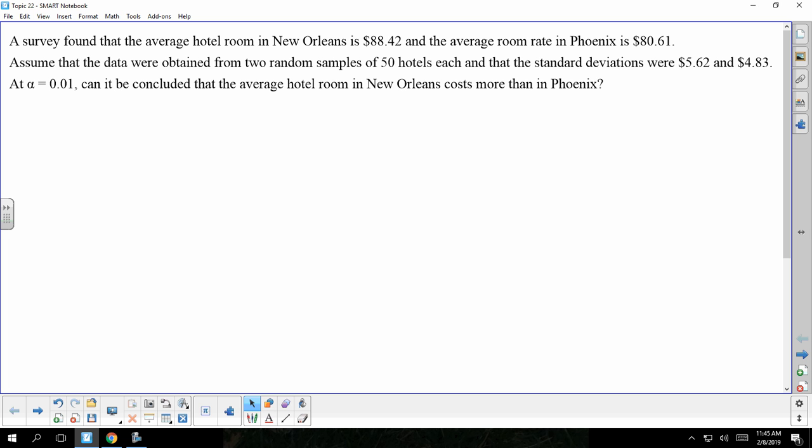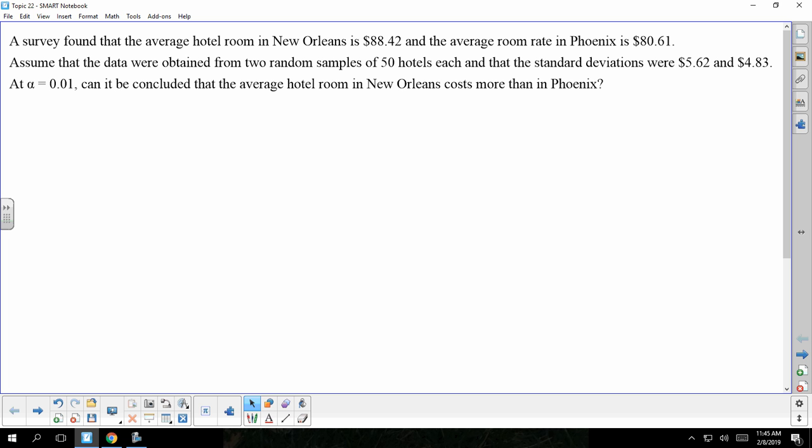A survey found that the average hotel room in New Orleans is $88.42, and the average room rate in Phoenix is $80.61. Assume that the data were obtained from two random samples of 50 hotels each, and that the standard deviations were $5.62 and $4.83. At the 1% significance level, can it be concluded that the average hotel room in New Orleans costs more than in Phoenix? So we have X bar 88.42 in New Orleans and X bar in Phoenix 80.61.